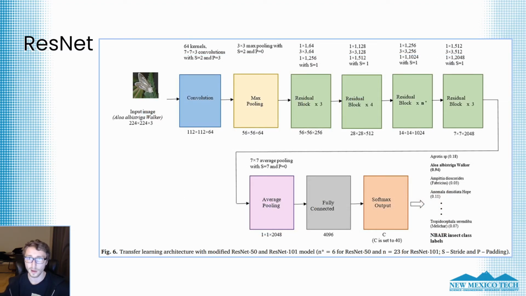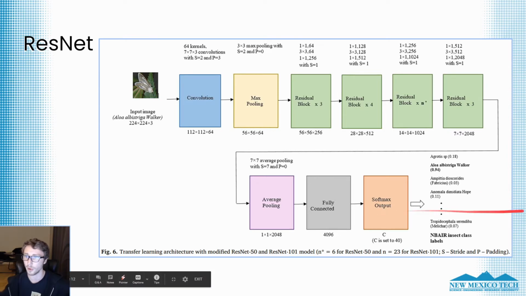Now, ResNet used special residual blocks, which I will get to in a moment. ResNet has 50 layers with 7 by 7 convolutional layers with 64 kernels, 3 by 3 pooling with a stride of 2, and 16 residual blocks with 7 by 7 average pooling layers. Now this is for ResNet 50. ResNet 101 has 101 parameterized layers and recurrent connections using transfer learning. It has 33 residual blocks. So the authors added a new fully connected layer and a softmax output layer.